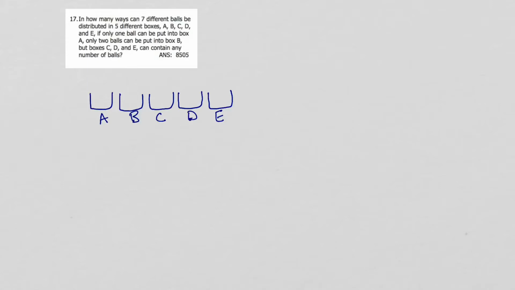Now here's how I'm going to count this. In box A, I can put any one of those 7. So it's going to be 7. I can put any one of the 7 balls into A, but I'm going to make it look like this when I count it. Out of those 7 balls, I'm going to choose any one of them. Now that's just a 7.